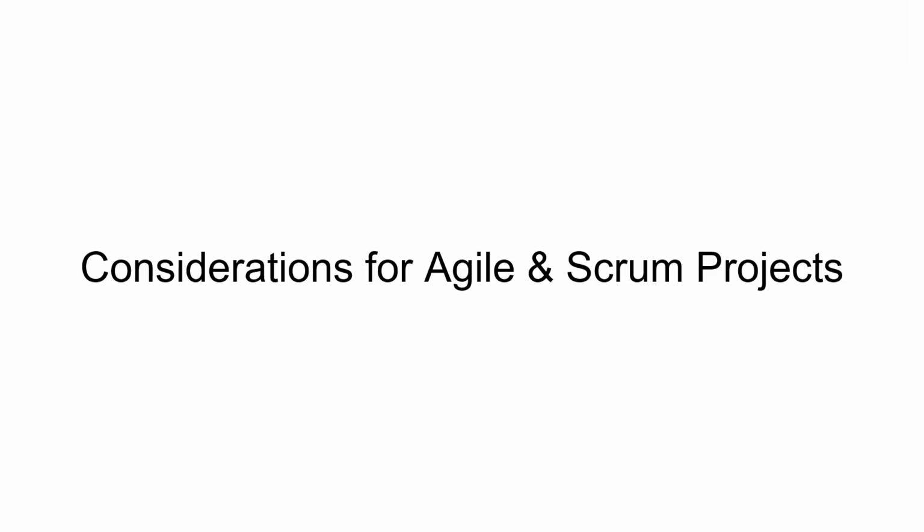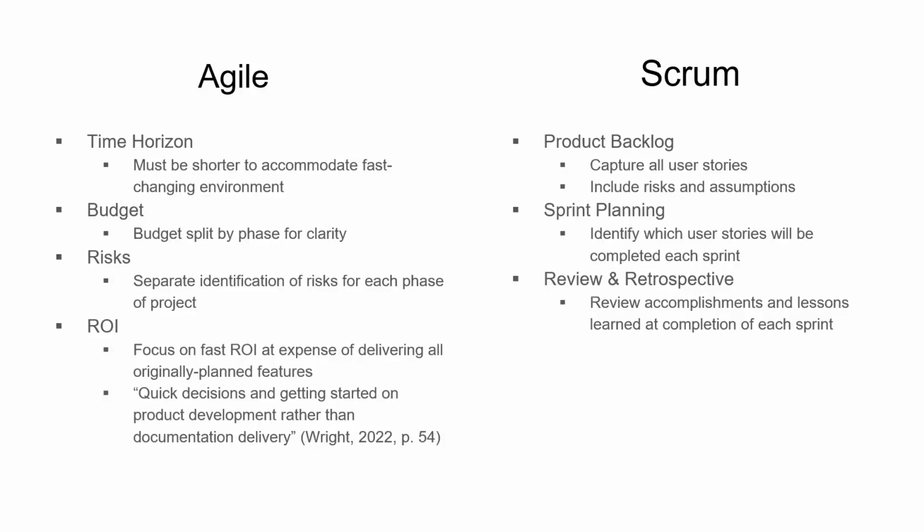Let's discuss some additional considerations for Agile and Scrum projects. In a business case for an Agile project, the time horizon must be shorter to accommodate the fast-changing environment. The budget should be divided by project phase for clarity. For similar reasons, the risks of the project should be identified within the phase they would be expected to occur. Finally, an Agile project should be focused on delivering a fast ROI at the expense of delivering all of the features originally planned.